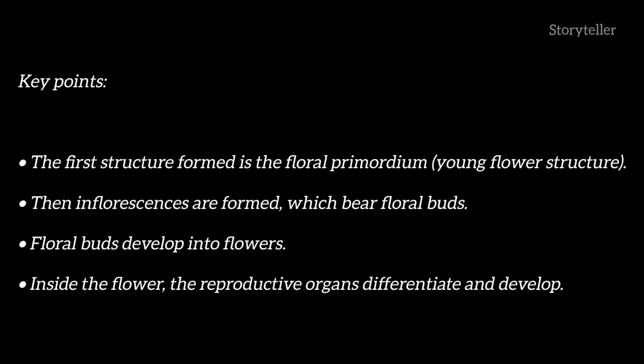Again, the third point is floral buds develop into flowers. So those small buds will develop into flowers. And last, inside the flower, the reproductive organs differentiate and develop. Here, differentiate simply means develops, the smallest structure develops into the matured one, which is known as differentiation. So inside the flower, the male reproductive organ, the androecium, and the female reproductive organ, the gynoecium, will develop later.